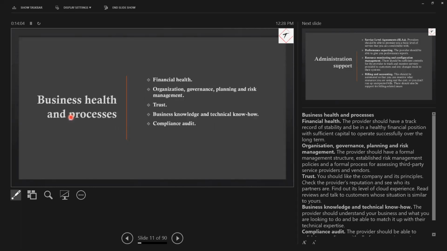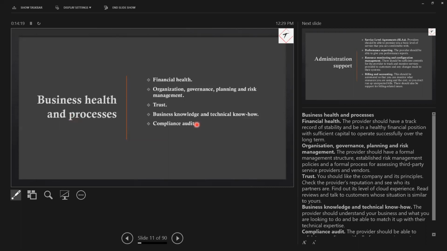So what are business health and process? For example, what is the financial health of the organization you are going to invest so much money and your trust on your data on, which is very critical.